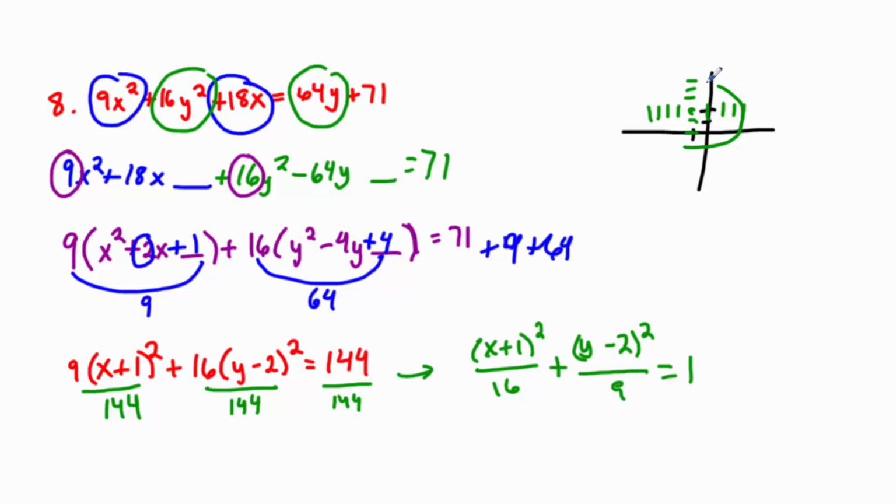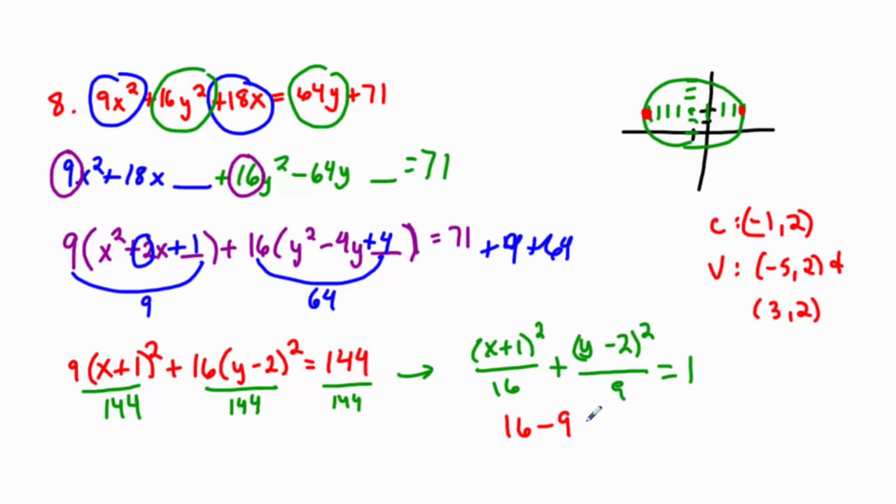And draw my ellipse. So my center is -1, comma, 2. My vertices are the endpoints of my longer axis, which is the left and the right side. And so that would be -5, comma, 2 and 3, comma, 2. My foci, I need to really quickly subtract my bottom numbers and then square root.